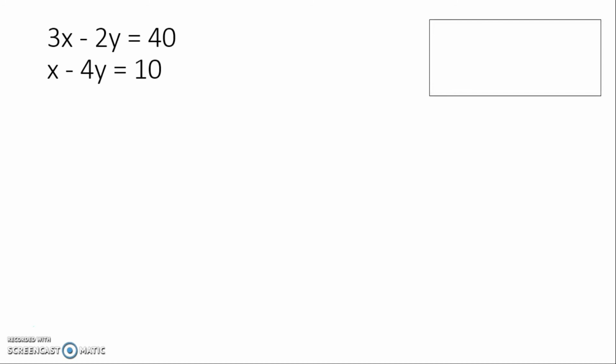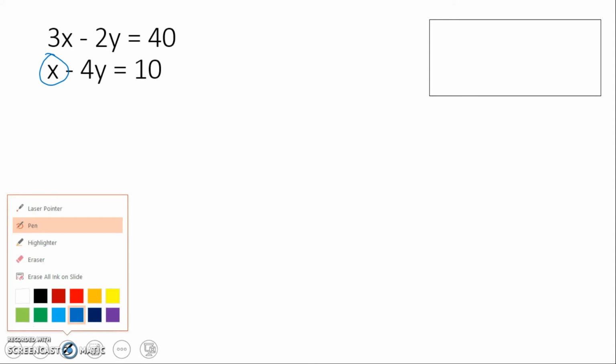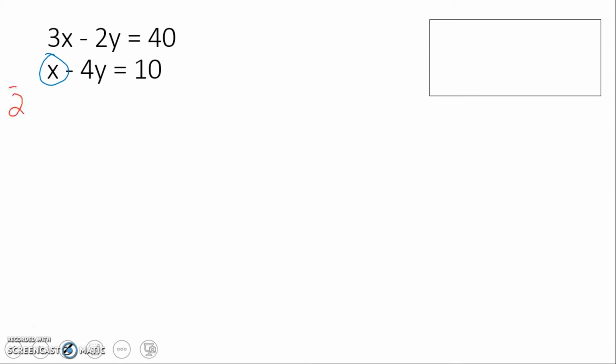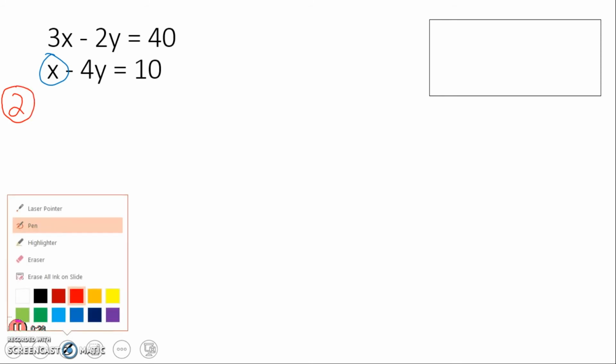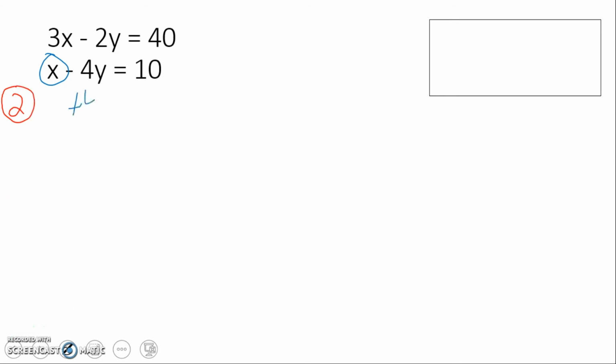Alright, so the first step in solving this equation is to pick a term. I'm going to choose the x, and I'm guessing that you did too. Our second step is going to be to solve for that variable. So we are just going to add 4y to both sides, and we'll get that x is 10 plus 4y.